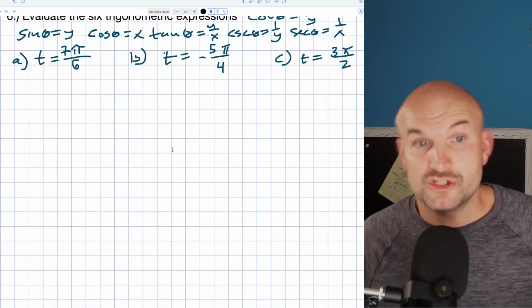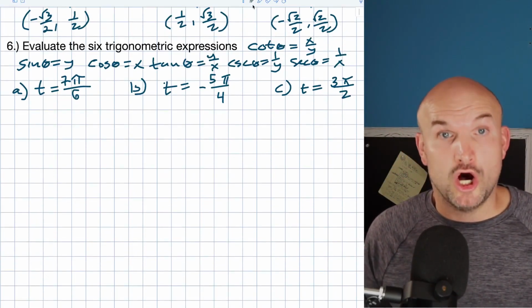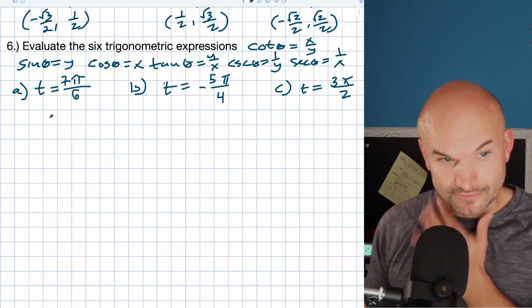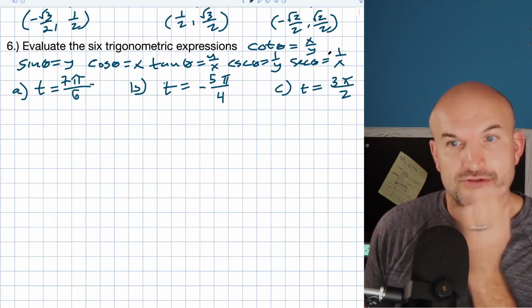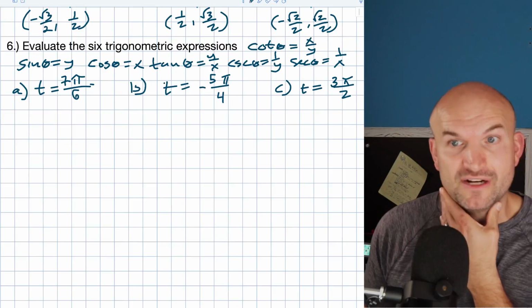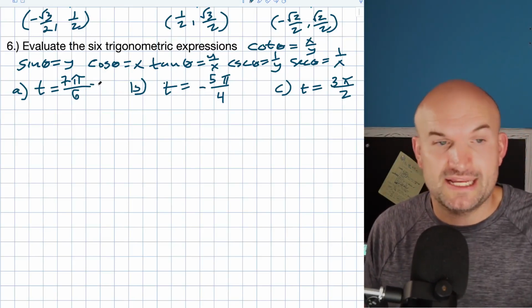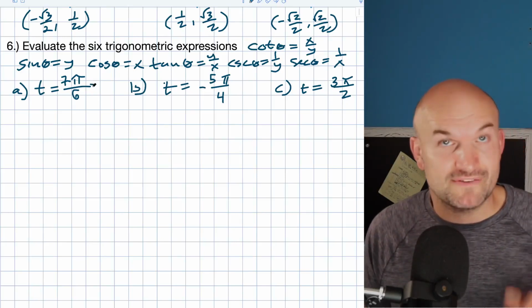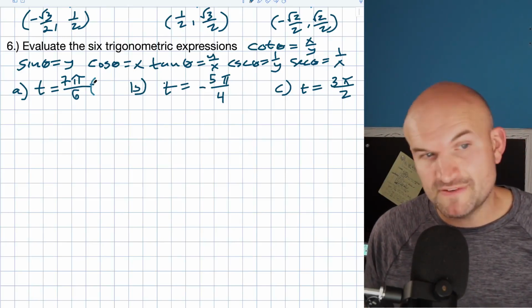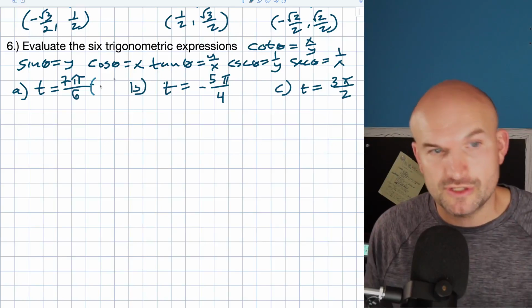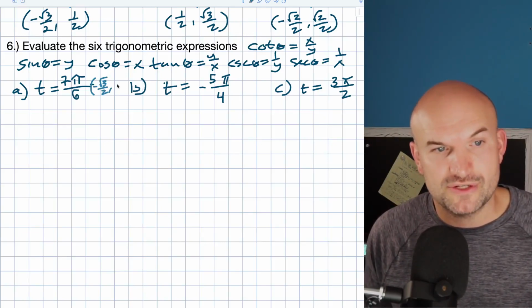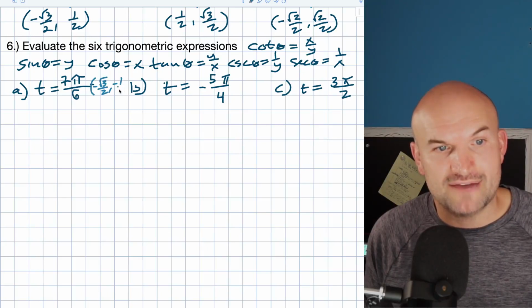Okay, so let's go ahead and evaluate all 6 of these. The main thing we want to do for each of these points before we go into the value is figure out the coordinate point, right? So hopefully you recognize 7 pi over 6. That is going to be in the third quadrant, so everything's going to be negative, and it has a reference angle of pi over 6. So if I go into the unit circle, I can see that this coordinate point is going to be negative square root of 3 over 2, comma, negative 1/2.